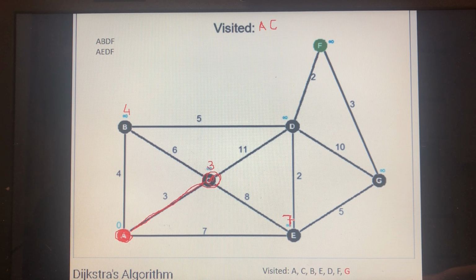Sorry, I forgot D. In alphabetical order, we can check D. From C, 3 plus 11 would be 14, and 14 is less than infinity, so we write 14 here. Now we check what we did before: 3 plus 8 would be 11, and 11 is more than 7, so we just keep 7 here.